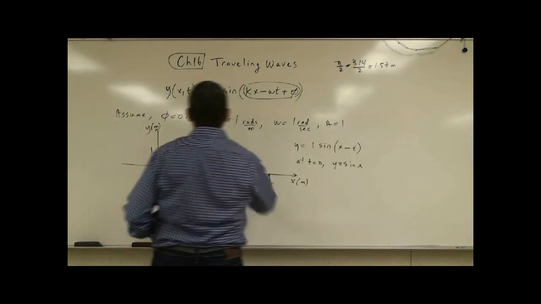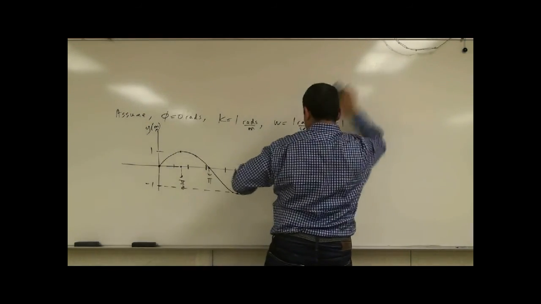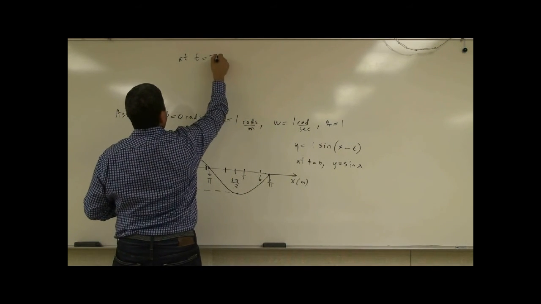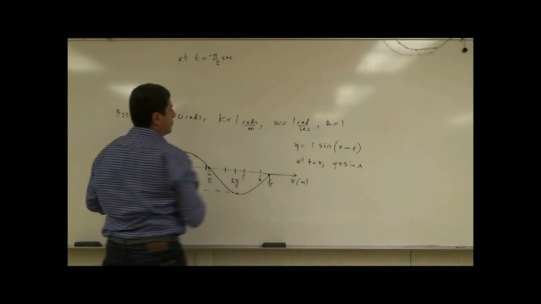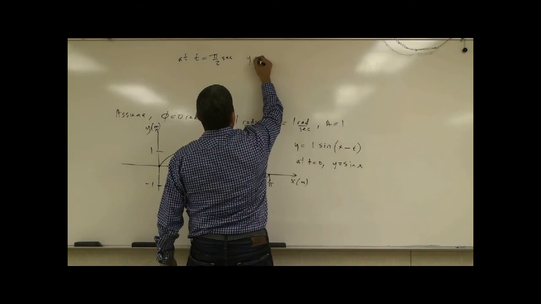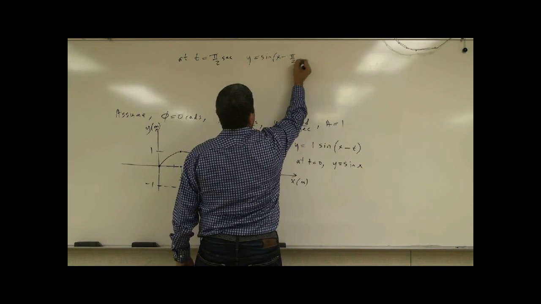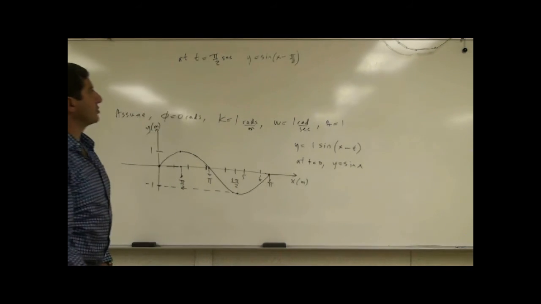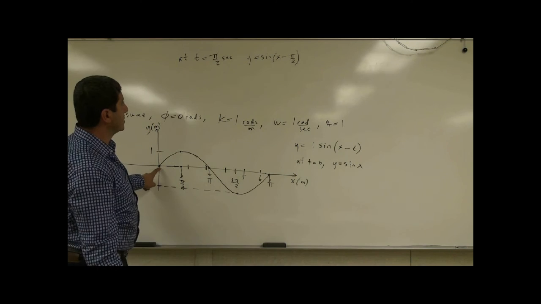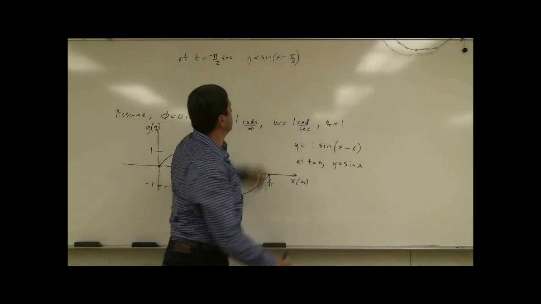So what's this wave look like at t equals pi over 2 seconds? Well, now you're going to have y is sine of x minus pi over 2. So when x equals 0, what's going to happen? When x equals 0, so sine of 0 minus pi over 2, right?